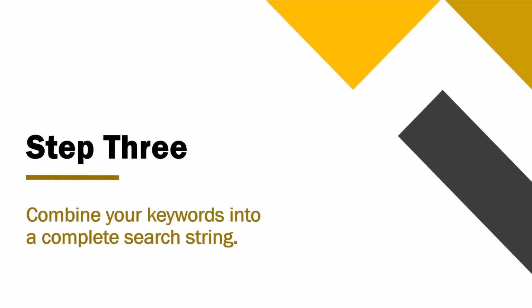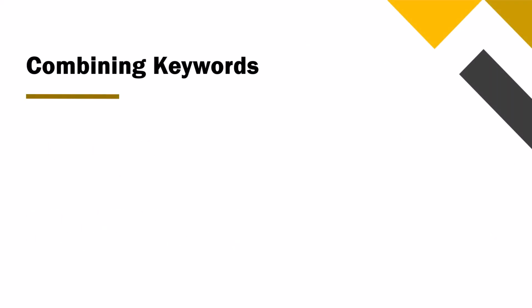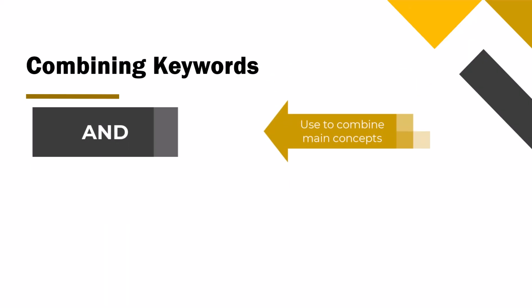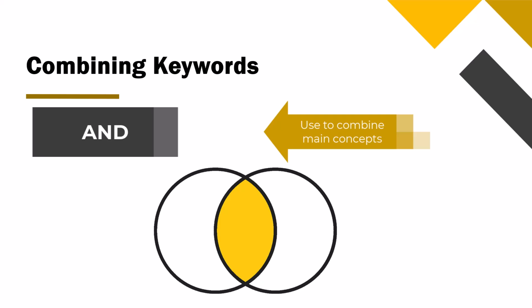Combine search terms into what we call a search string, the exact text that we type into a database search. She will want to combine the terms using the words and or to tell the database exactly what she is looking for. She should combine her main concepts with and, which tells the database to bring up results that use all the terms she typed in. For example, vegetarian and environment.